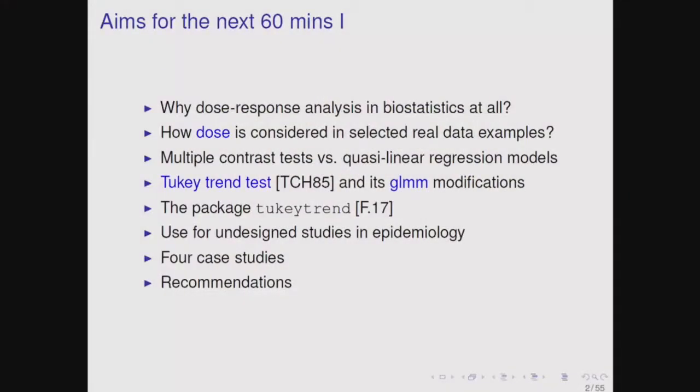First, I'd like to discuss why we do that. And then I look at some Nature publications, recent ones, how they consider those, what they mean. And then I come to a lot of statistics, 2 classes, multiple contrast tests and quasi-linear regression models. And the main point is the package TukeyTrend, recently available in CRAN. And TukeyTrend is this new workhorse. And I will show also that you can use it in epidemiology as well.